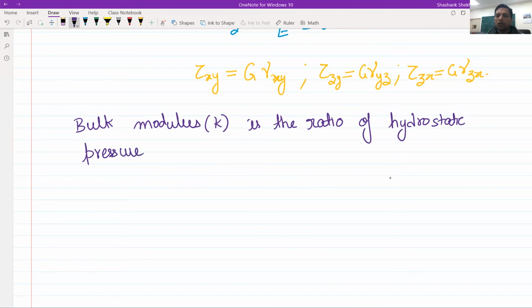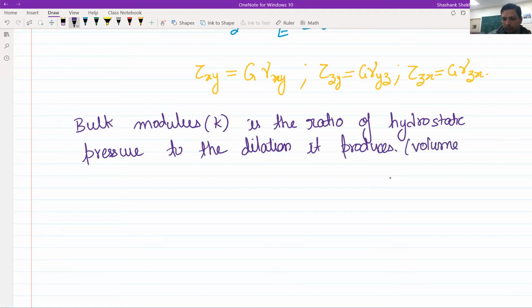We have not yet gone into the details of what is hydrostatic and what is deviatoric. For now we will just define it, and later we will come back and revisit what is hydrostatic. So hydrostatic pressure to the dilation it produces. Dilation meaning volume strain. So volume strain is what? Basically epsilon x plus epsilon y plus epsilon z.